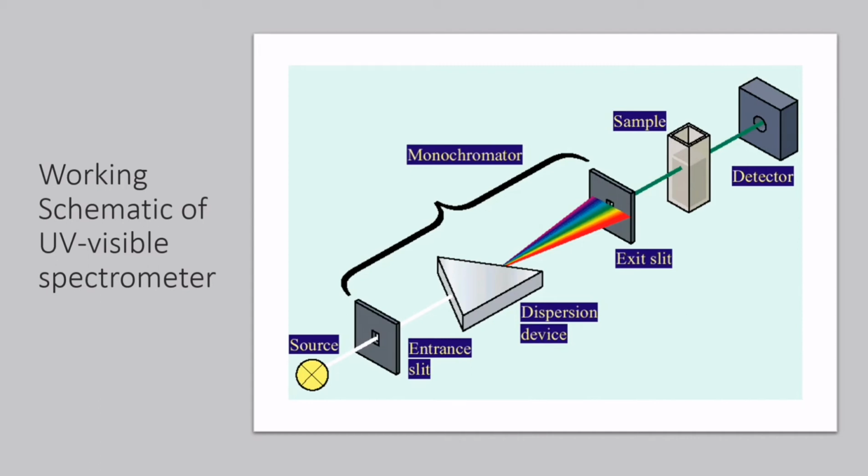Modern instruments use a prism or, more often, a diffraction grating to produce the desired wavelength. The sample cell is a transparent sample container. The light that passes through the sample solution in the sample holder will be detected by a detector. The readout will act as a signal processor to display the signal.